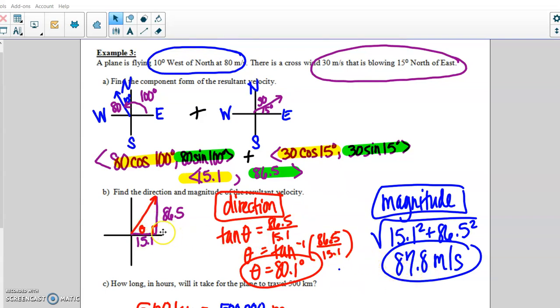Again, to get the magnitude, we're using the Pythagorean theorem. We're essentially finding this hypotenuse here. So we do the square root of 15.1 squared plus our other leg, 86.5 squared. When you type that into the calculator, due to that wind, we were traveling 80 meters per second. Because of this crosswind blowing north of east at 15 degrees at 30 meters per second, our magnitude is now 87.8 meters per second. And I think we're going to skip part C.